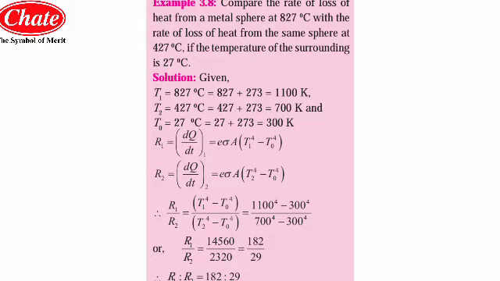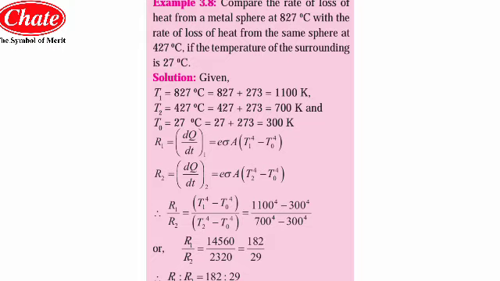So R1 upon R2 is equal to T1 raised to 4 minus T0 raised to 4 upon T2 raised to 4 minus T0 raised to 4. I will read once again. R1 upon R2 is equal to T1 raised to 4 minus T0 raised to 4 upon T2 raised to 4 minus T0 raised to 4. So simply we will put the values: 1100 raised to 4 minus 300 raised to 4 upon 700 raised to 4 minus 300 raised to 4. If you make the calculations, then you will find the values.